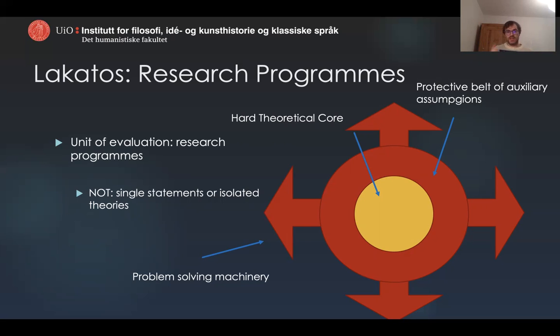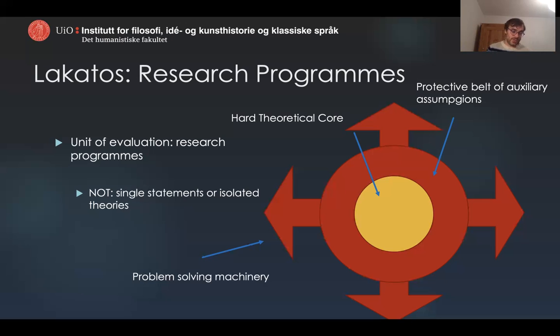On the one hand, there's a hard theoretical core. This is the core ideas in the research program. So, for example, take a research program like the Darwinian view of evolution. It has a hard theoretical core. That core says that organisms generally have evolved over long periods of time, millions of years. Then there is the theory of natural selection, that the changes in populations of organisms are due to chance variation and then survival of the fittest, something of that sort. So these are the core of the scientific theory.